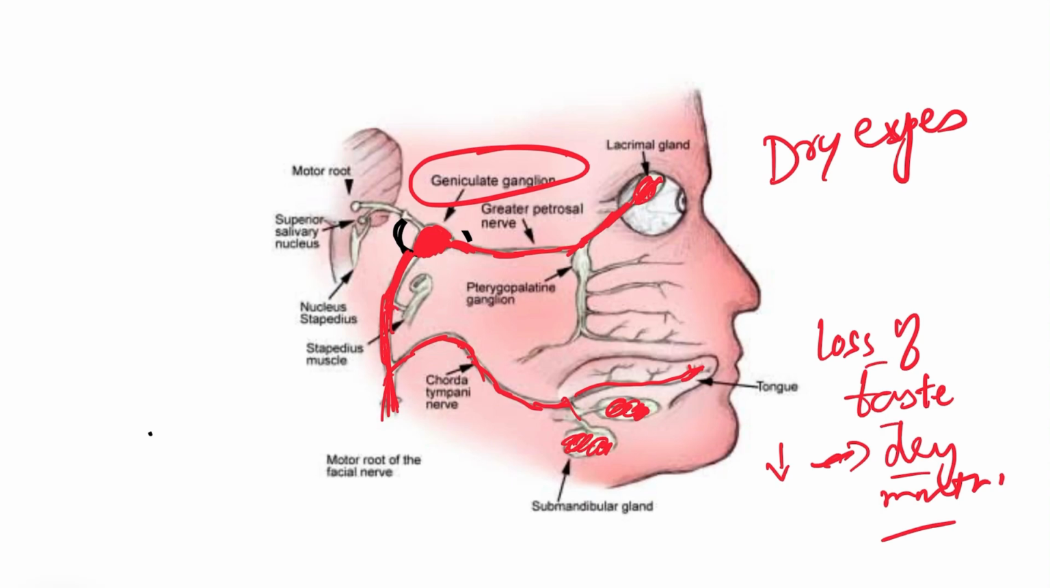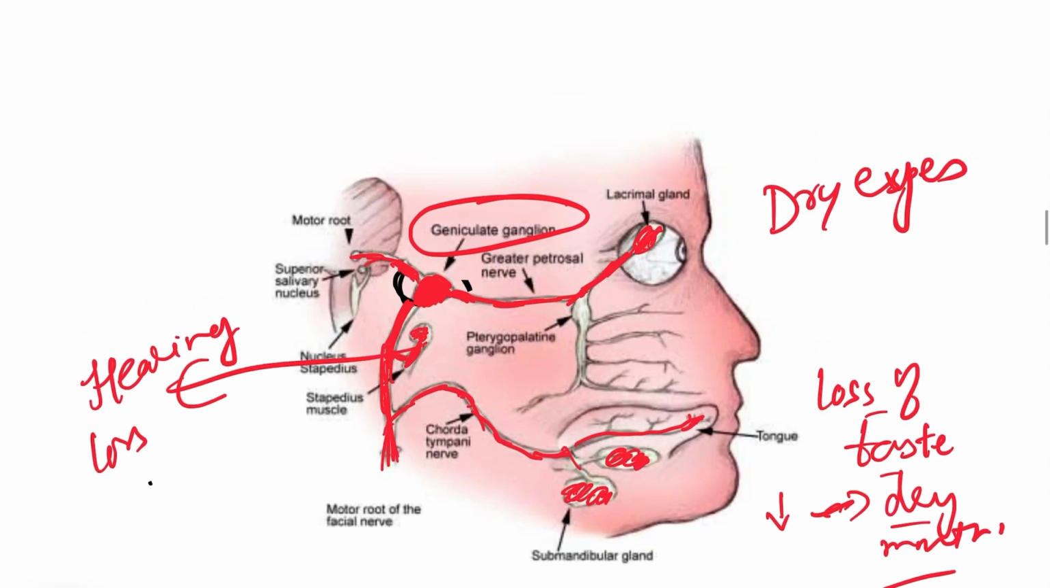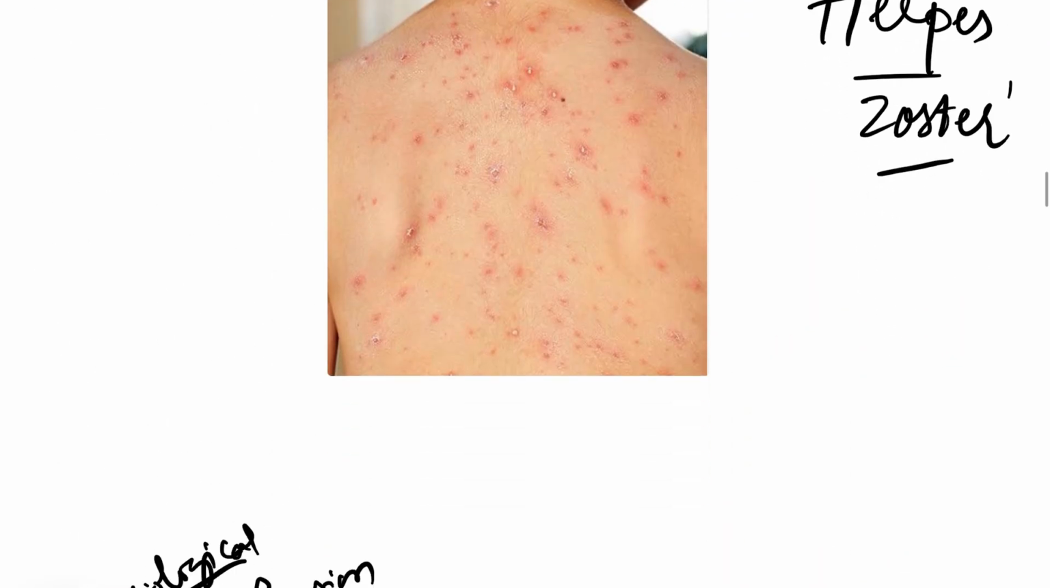Similarly, it also supplies the stapedius muscle in the ear. So because of this loss of function due to the inflammation of this particular facial nerve or the geniculate ganglion, it will lead to hearing loss or sometimes even hyperacusis. And the motor root of this facial nerve is again supplying the facial muscles, so there will be typical facial paralysis. Hope you understood the pathophysiology, what exactly happens in this Ramsay-Hunt syndrome.